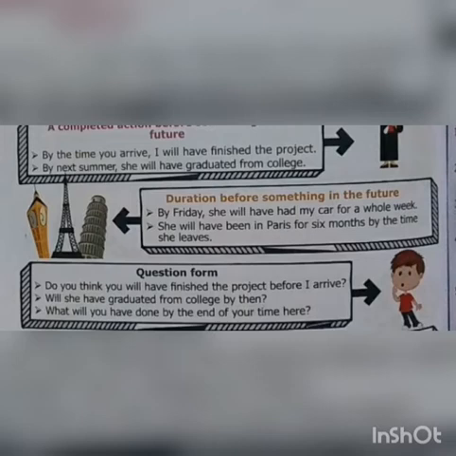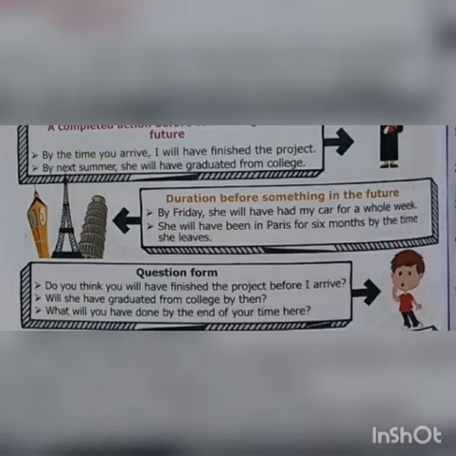Next, the duration before something in the future. By Friday, she will have had my car for a whole week. She will have been in Paris for 6 months by the time she leaves. In question form, we use future perfect tense. Do you think you will have finished the project before I arrive? Will she have graduated from college by then?